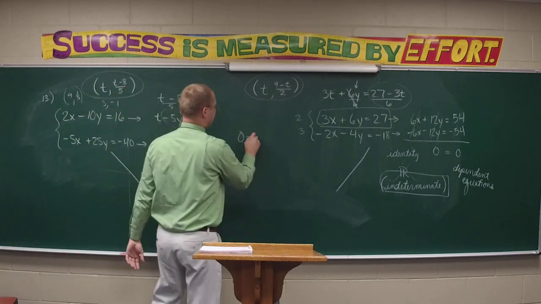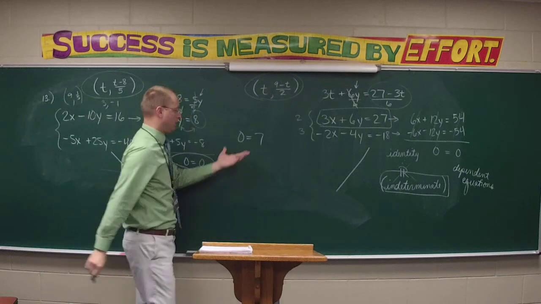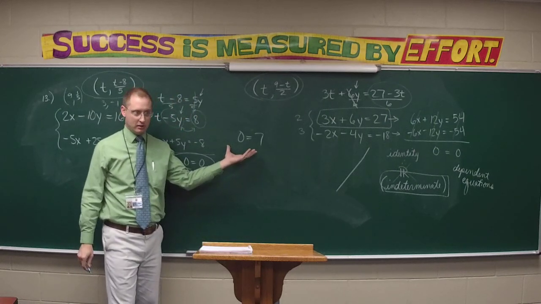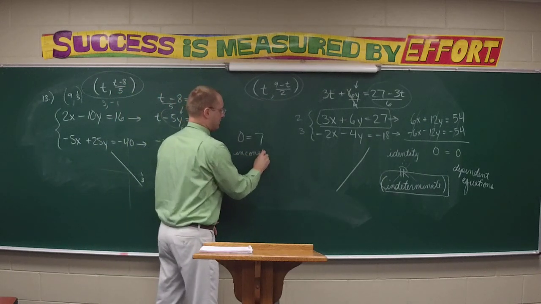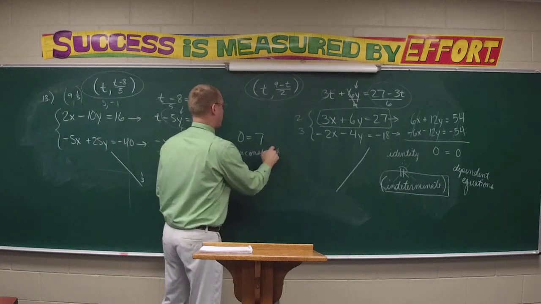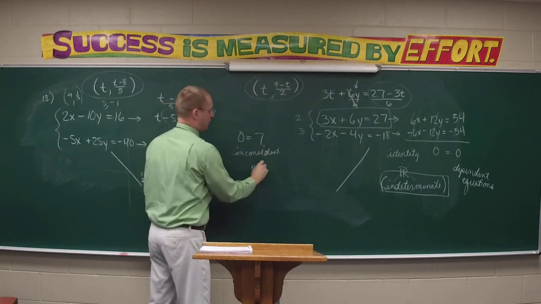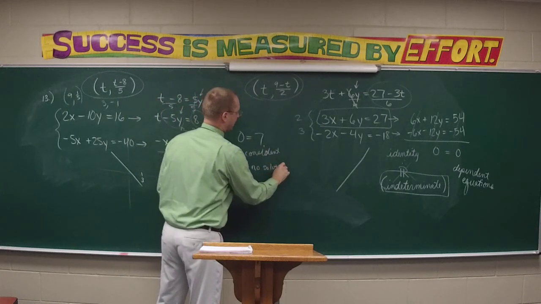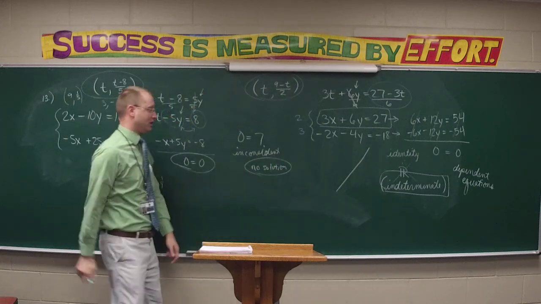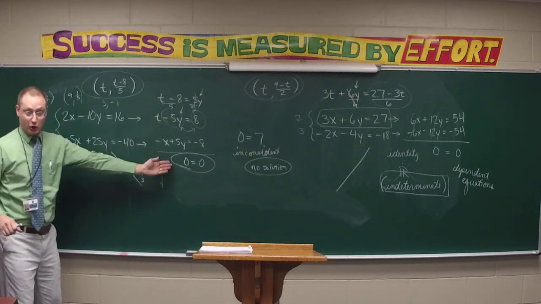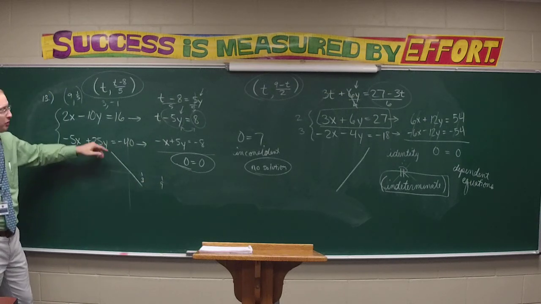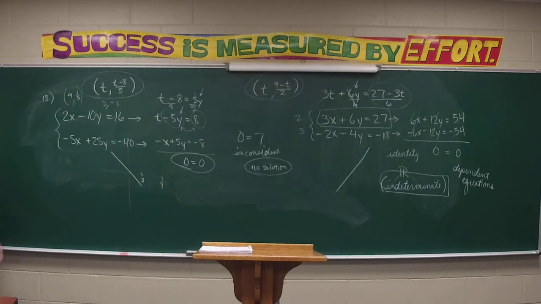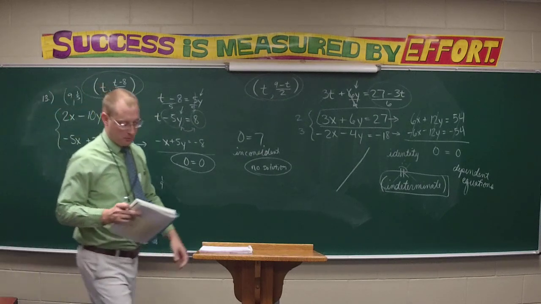Again, if only one side cancels, you get 0 equals 7. Well, what's that, class? A politician. It's a lie, right? So we would call this an inconsistent system, and we get no solution. If they get a lie, they have no solution, just like a politician. All right? If it's not a lie, it's a truth, always a truth, then we need to represent the truth using the parameter.